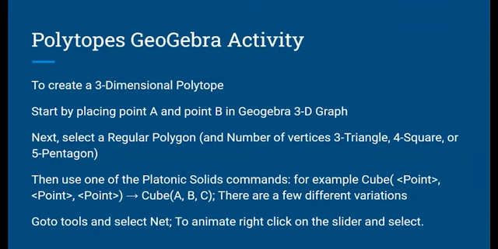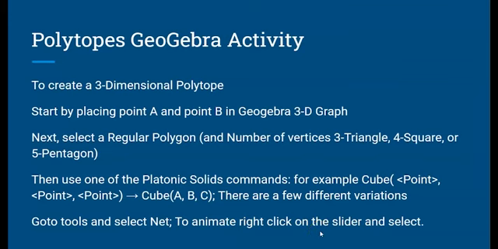Now, I'm going to explain how to create a three-dimensional polytope in GeoGebra. You want to start by placing a point A and a point B in GeoGebra using a 3D graph. Next, you're going to select a regular polygon, your choice, whether it's three vertices, four vertices, or five, representing a regular triangle, square, or pentagon. Then use one of the Platonic solid commands. Now, there's a couple different variations for using the commands, or you could also use the tool to create.